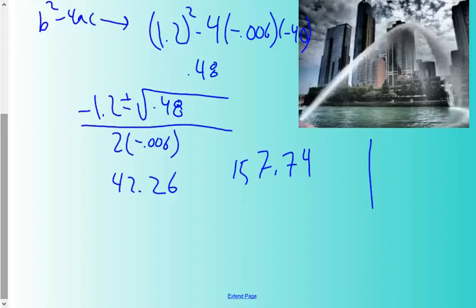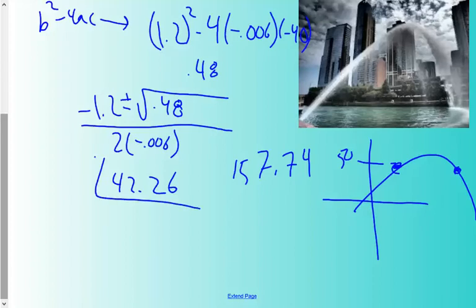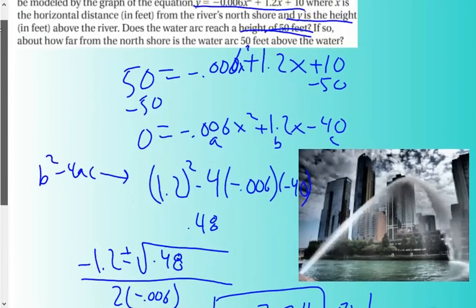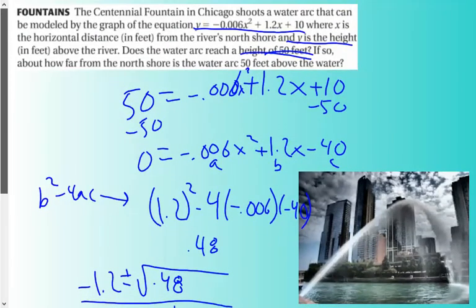The reason it's giving me two answers is because this function goes up and then down. Here's 50 feet, so it's going to hit it twice, once there and once there. So it's actually going to be 50 feet above the water twice. I guess I wasn't thinking correctly. I was thinking of something else. So there you go. Double check here and make sure. If so, about how far from the north shore of the water? Yeah, we have two answers there. All right, so there we go.